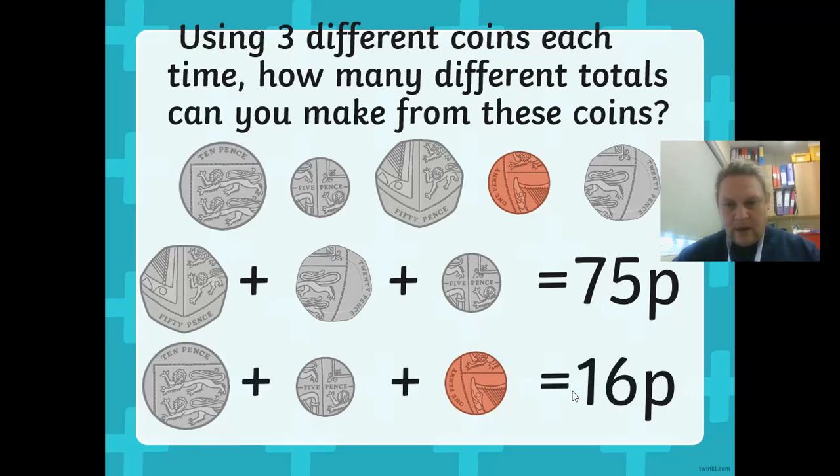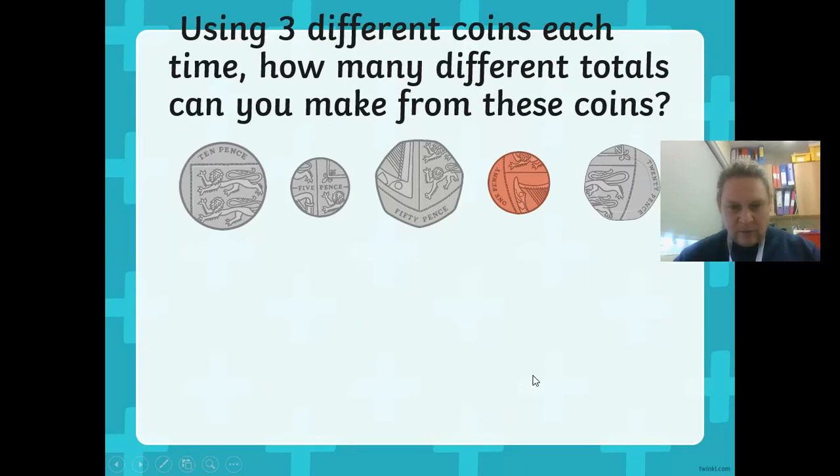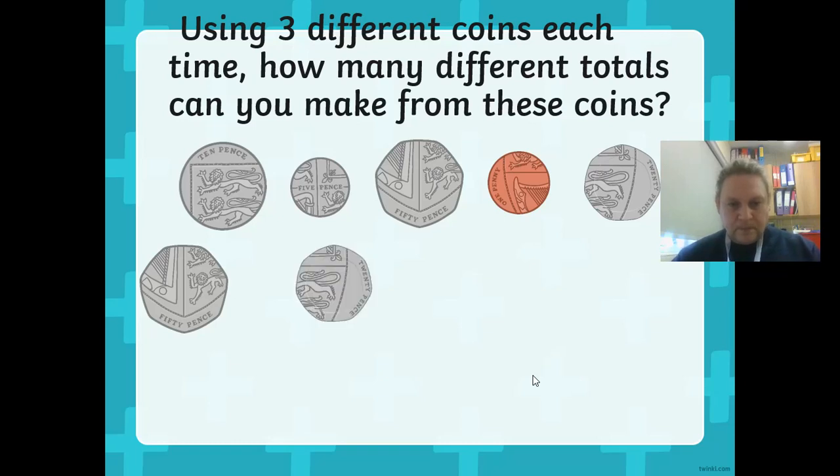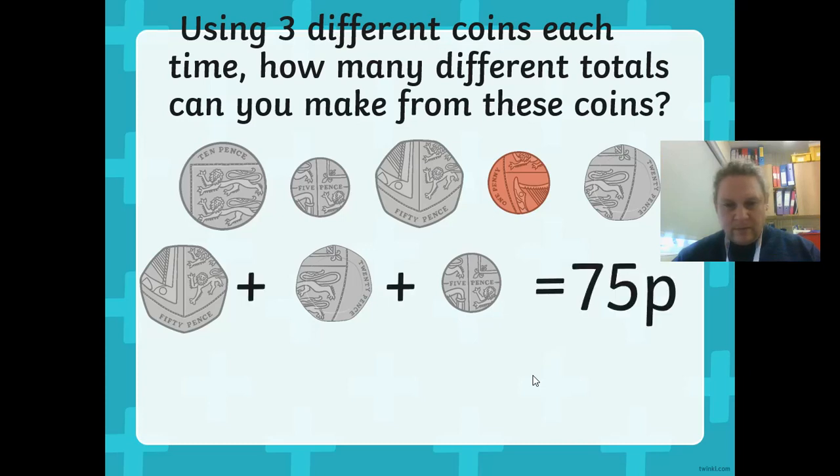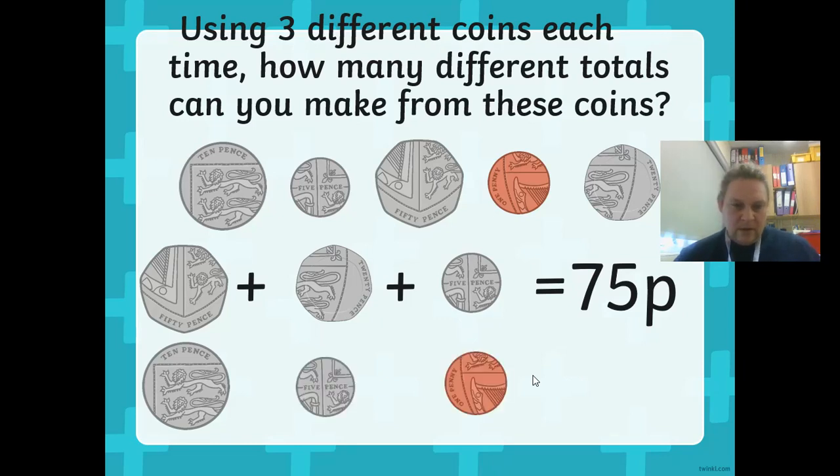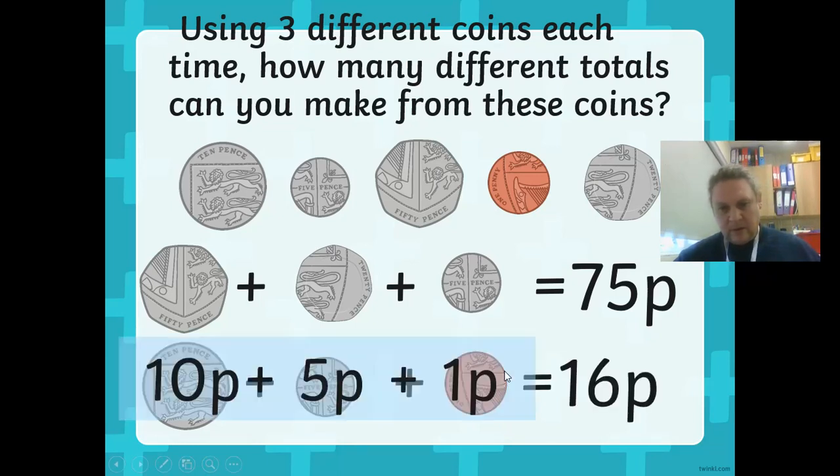Okay, now how would that look as a number sentence if we wrote it down on our page? Instead of these pictures of coins, we have the actual values, couldn't we? So 50p plus 20p plus 5p: 50, 60, 70, 75. Again, that one: 10p plus the 5p plus 1p. So 10p plus the 5p is 15, plus the 1, 16p.